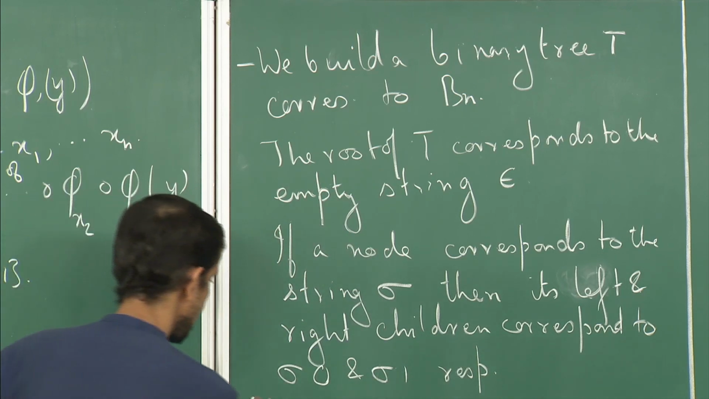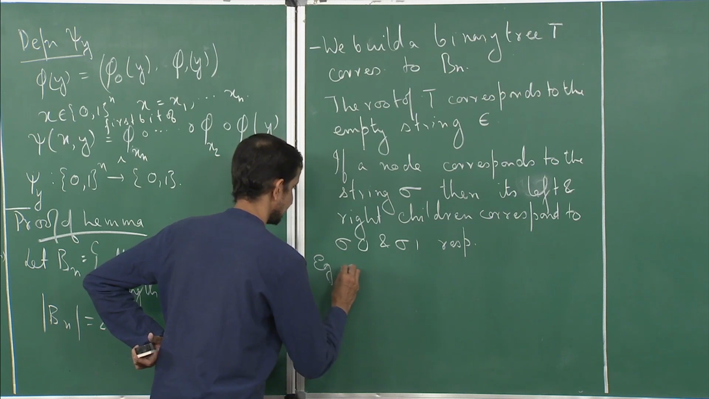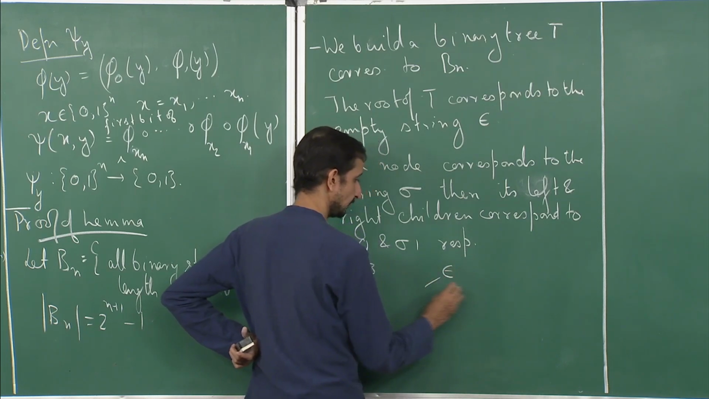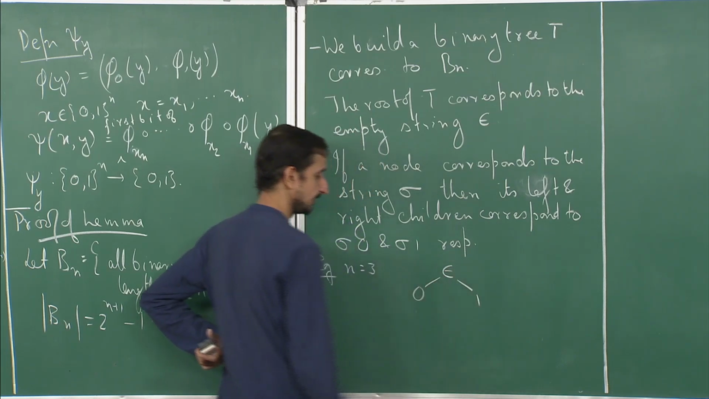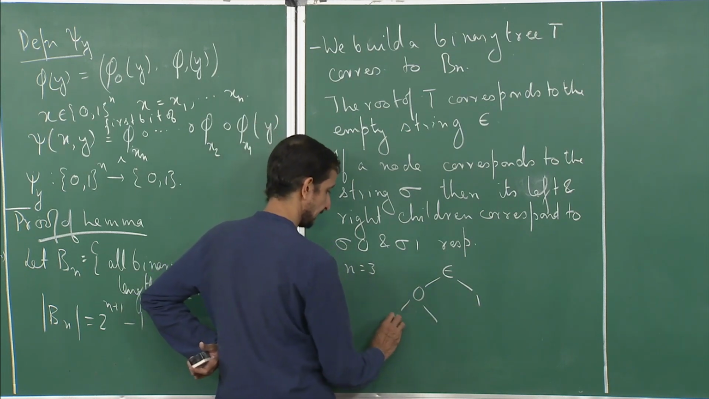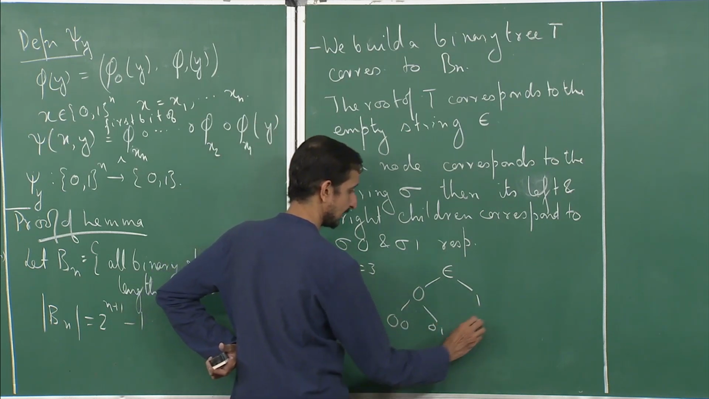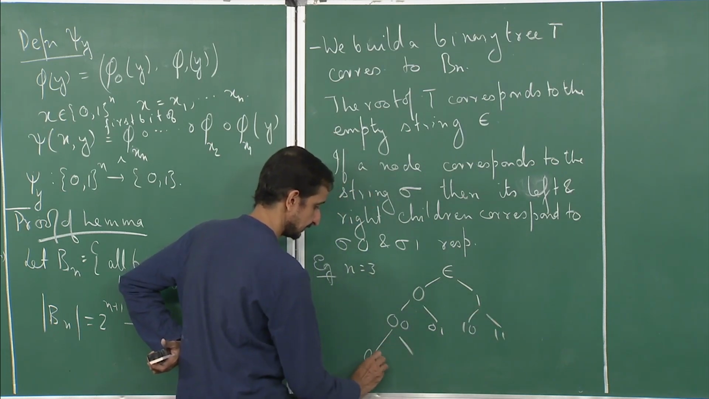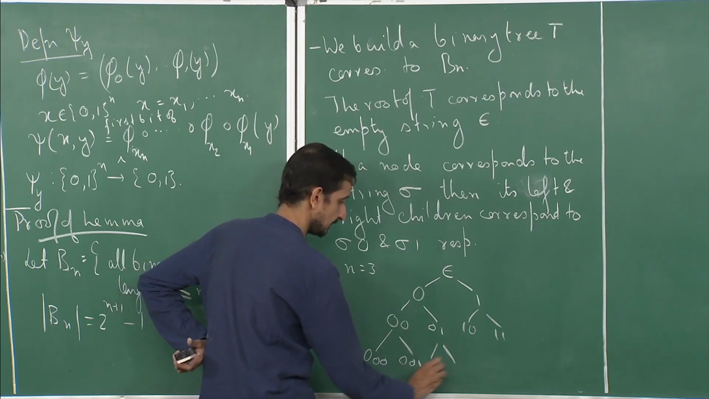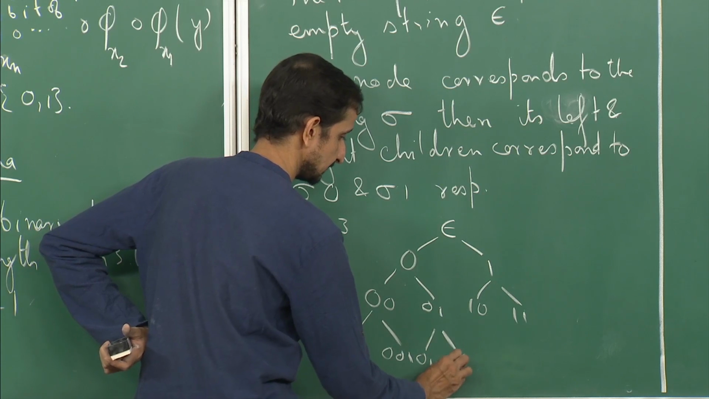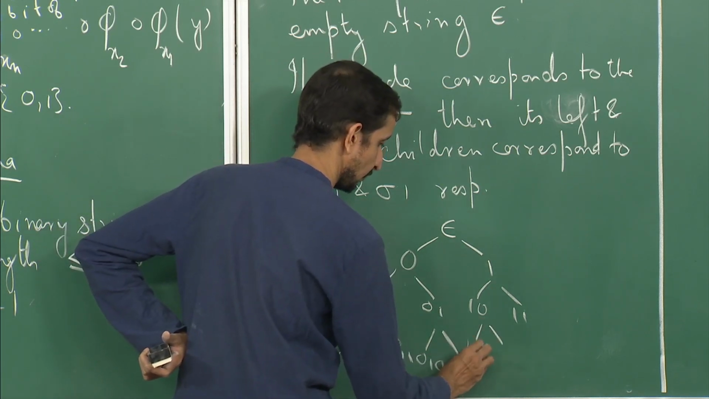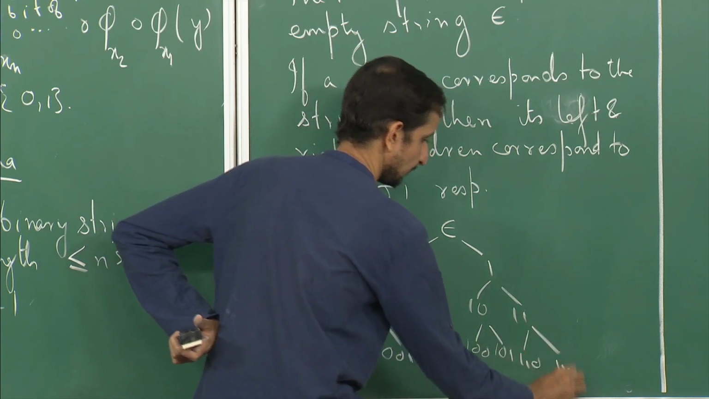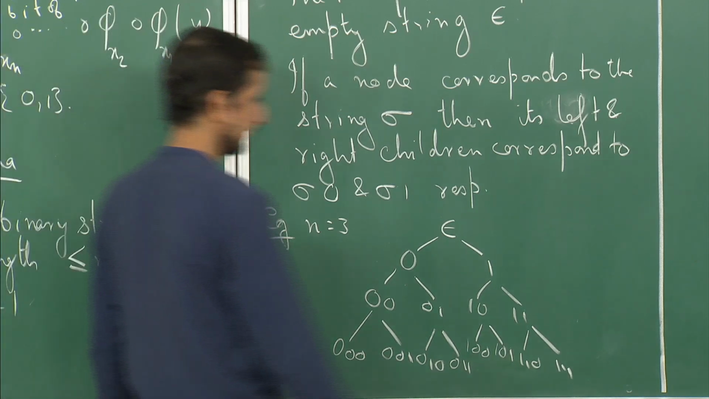Just as an example, let's say n equals 3. What do we have? We have epsilon at the root, then nodes corresponding to the strings 0 and 1, then nodes corresponding to 00, 01, 10, 11, then we have 000, 001, 010, 011, 100, 101, 110, and 111. So this is my tree T.